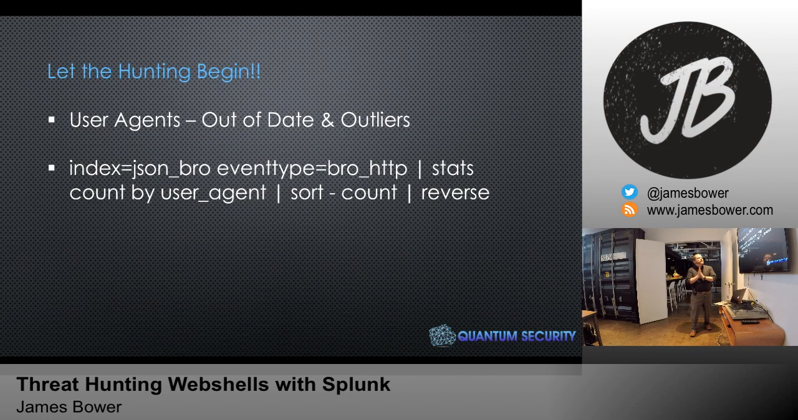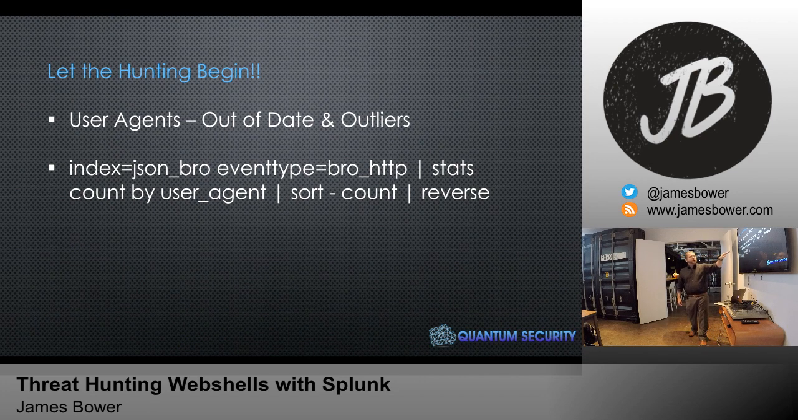All right, so the next thing that I like to do: I love user agents because they reveal a lot of information. The ones that I am looking for are out of date and outliers. So I put out of date first, but let's talk about outliers. In the outliers, again, we're looking for those single ones, 1, 2, 3, 4 times, not 5,000 times. That's where we want to start. And out of date, we'll get into in a second as to what that actually looks like.